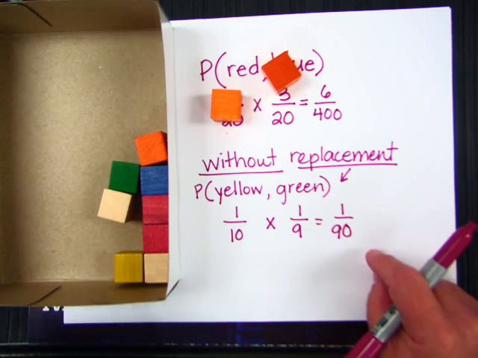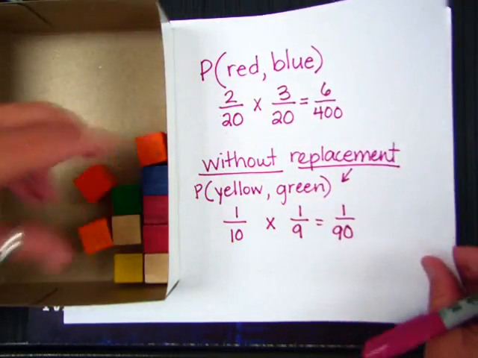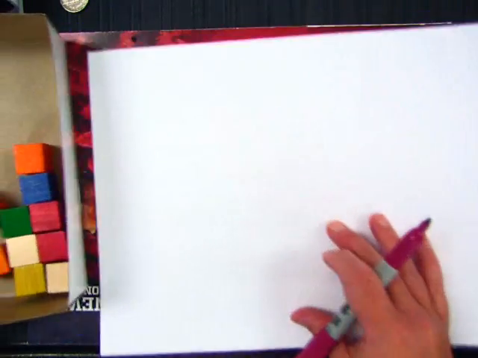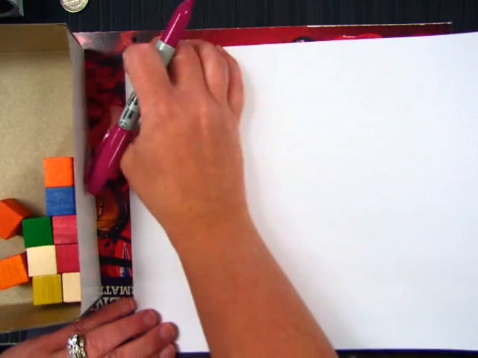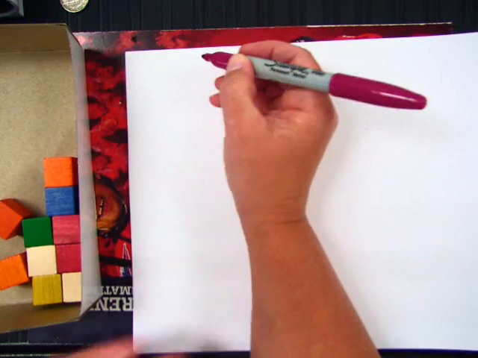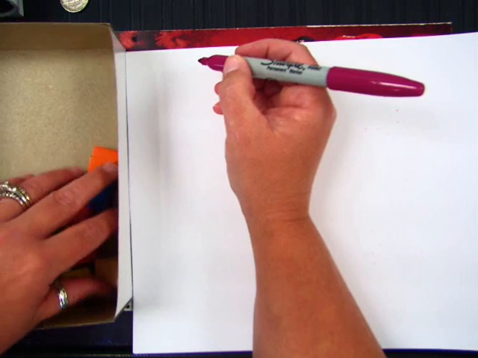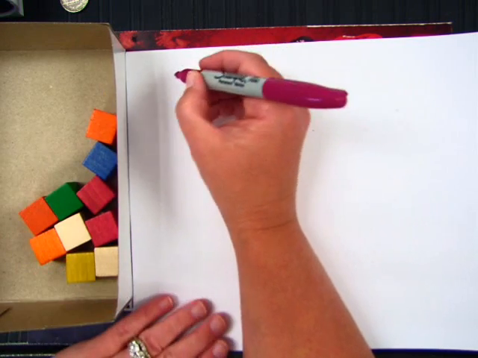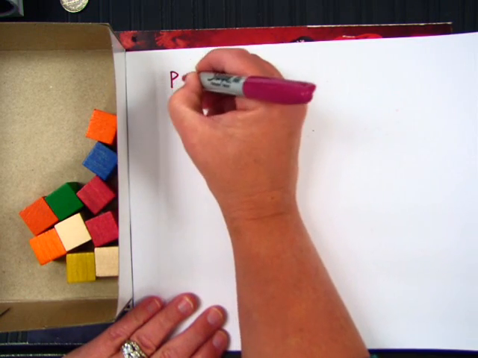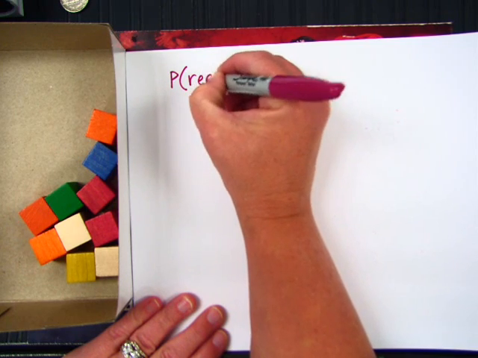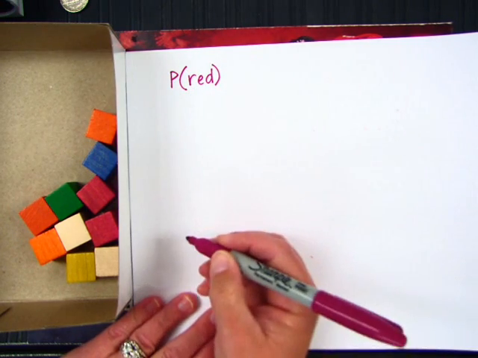Are you following me? A yellow and a green, 1 time. So, let's just look at another one. What if I have this set of information right here, 10 cubes, and I want to know the probability of picking a red. Just basic probability.